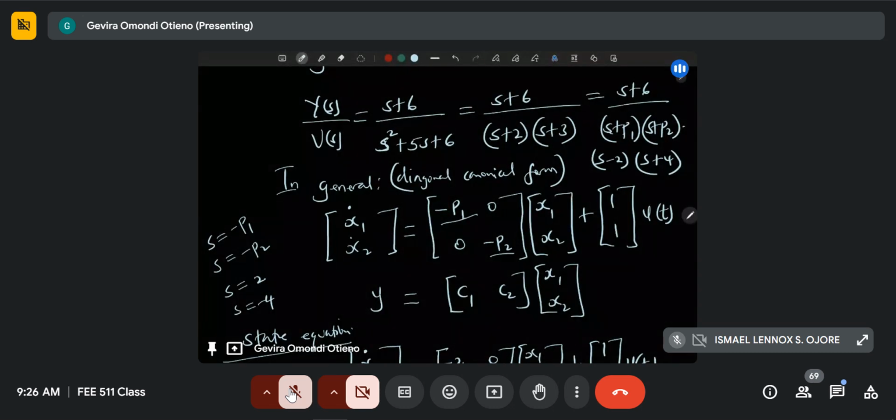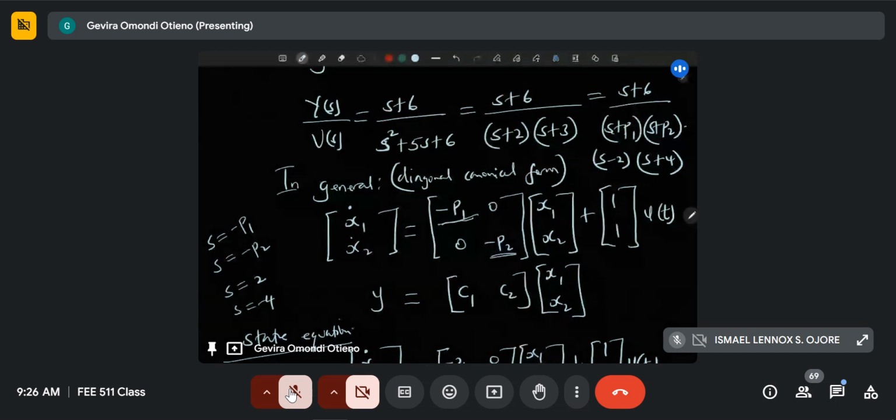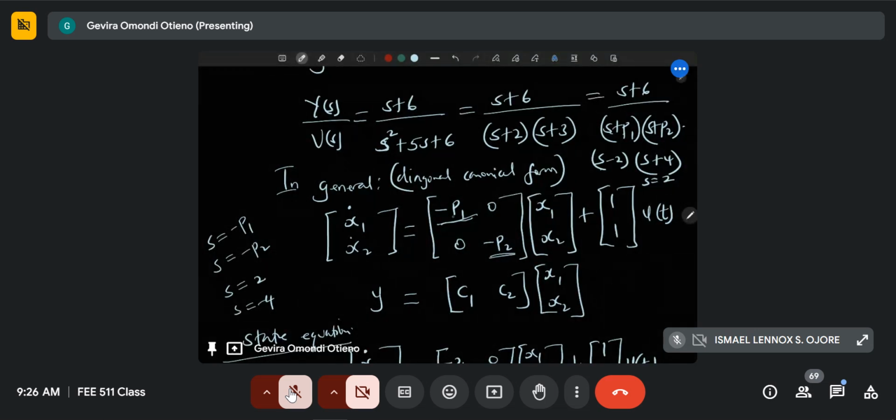The only way to quickly understand this, so that you don't confuse yourself, is to find the exact location of the pole. That is what you list down here. So if you had S minus 2, then the pole is at position 2, and that's what you list here. If you had S plus 4, then the pole location is at minus 4. That is what you indicate here. I hope that's clear.